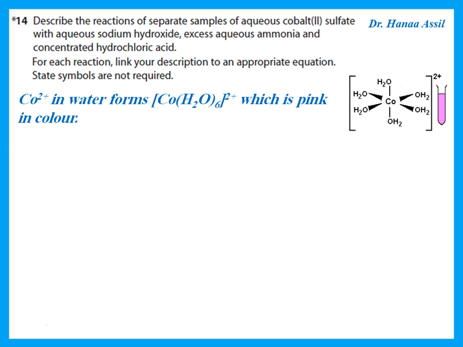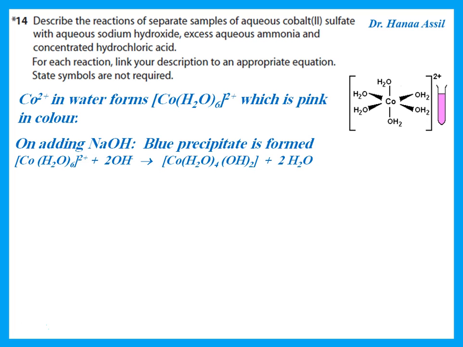Then he wants reaction with sodium hydroxide. When we add sodium hydroxide to the cobalt 2 sulfate, it forms this complex, which is a blue precipitate. Please remember, when you add sodium hydroxide to the cobalt water complex, this is a ligand exchange process where we exchange 2 of the water with 2 hydroxide ions. And that means this is a ligand exchange or ligand substitution reaction. And what we get is a blue precipitate when we add sodium hydroxide to the cobalt solution.